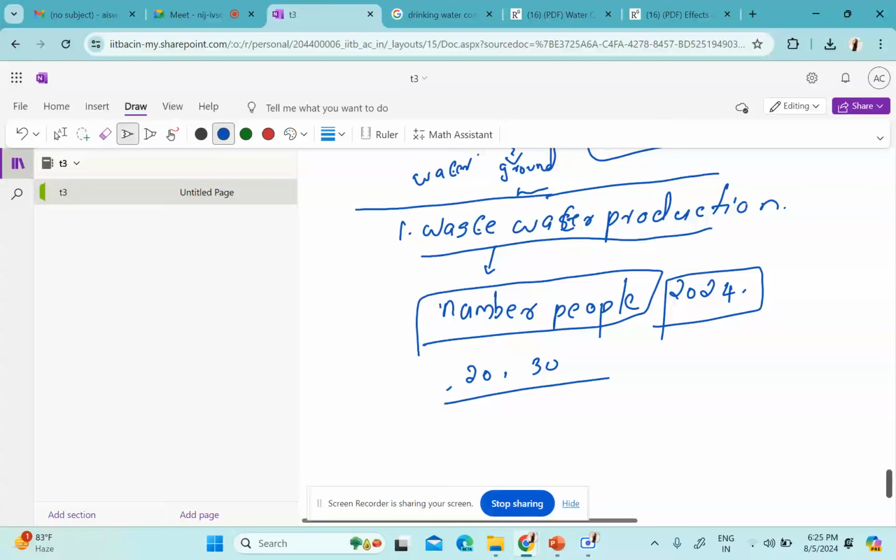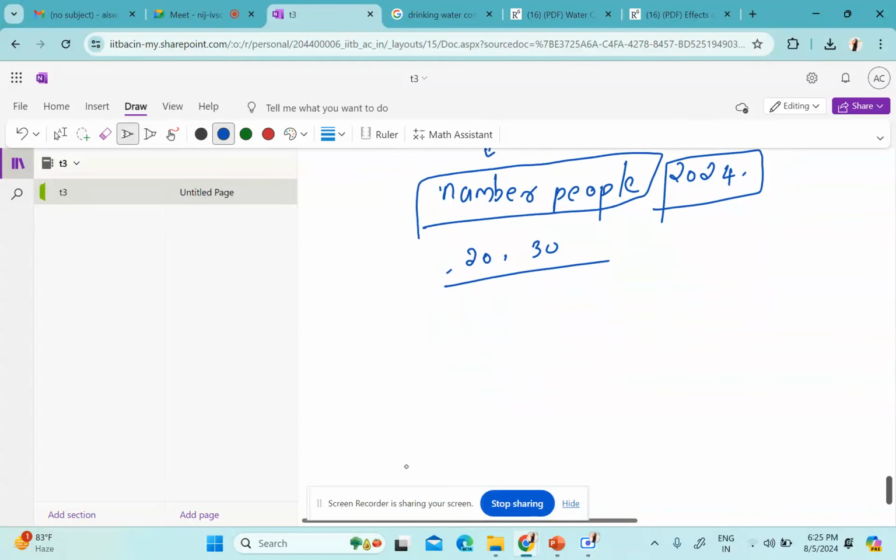Before going into that, there is one more term you have to understand. What is dry weather flow? Do you have any idea what dry weather flow is? You have seen the lecture, right? So what is the dry weather flow?